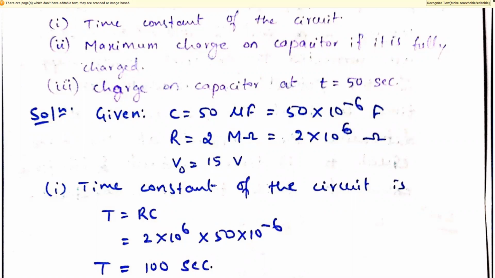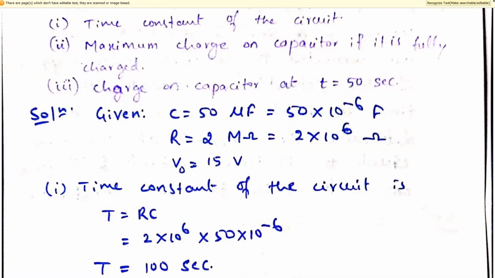Then second question, you have to find the maximum charge on the capacitor if it is fully charged. When it is fully charged, how much charge is stored in it? Q naught, you have to find out. What is the expression for Q naught? During the charging of a capacitor, you have studied that.